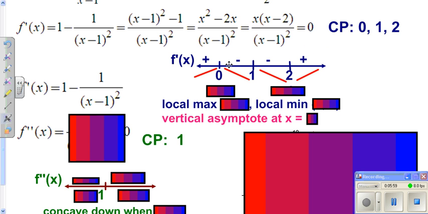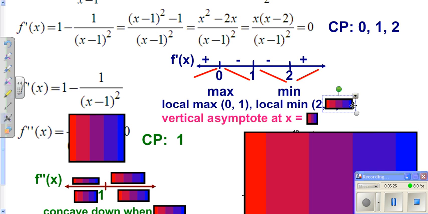So when I have a mountain, that means that's a maximum. When I have a valley, the bottom of a valley is a minimum. So I do have a local maximum. How do I figure out the y-coordinate? I actually have to plug 0 into my original function. And I get 1. I have a local minimum at 2. So how do I figure out the y-coordinate? Plug that into my original function. Plugging it into my original function, I get 5.